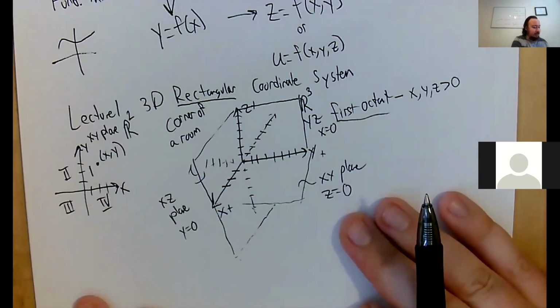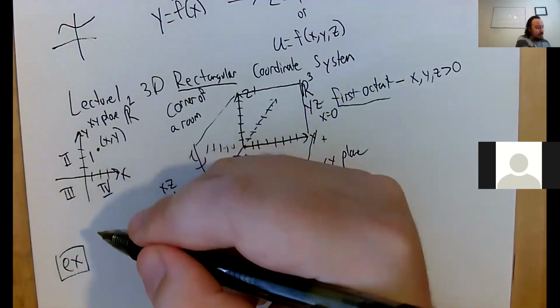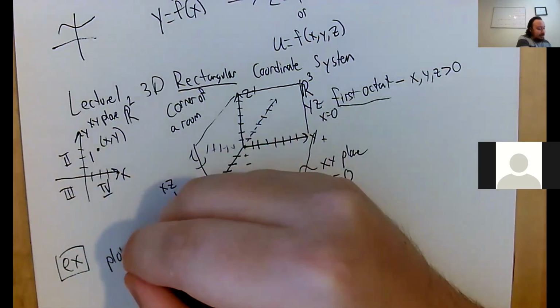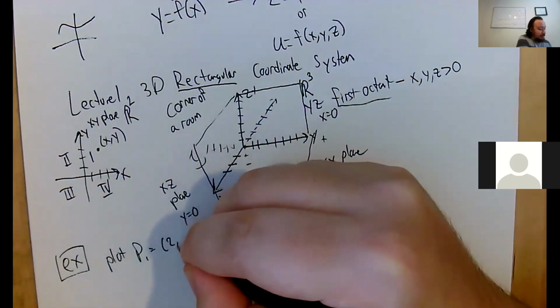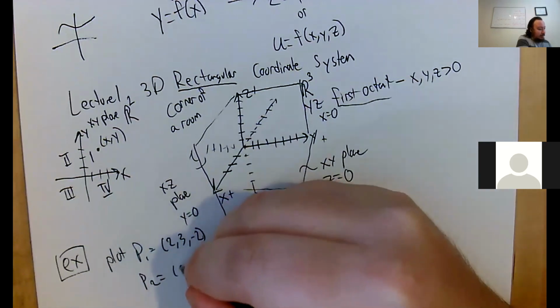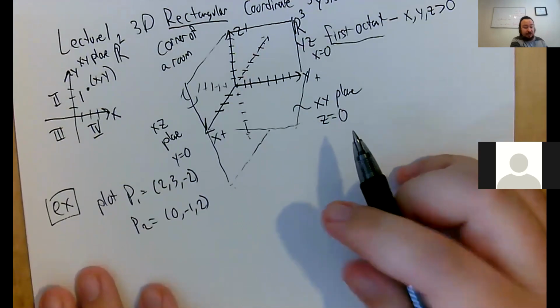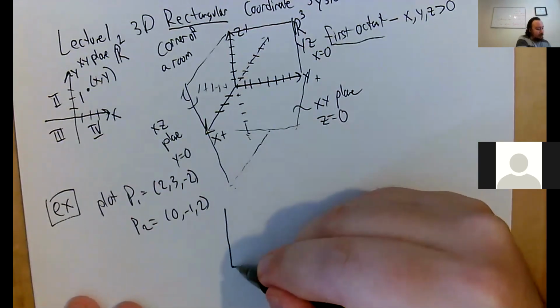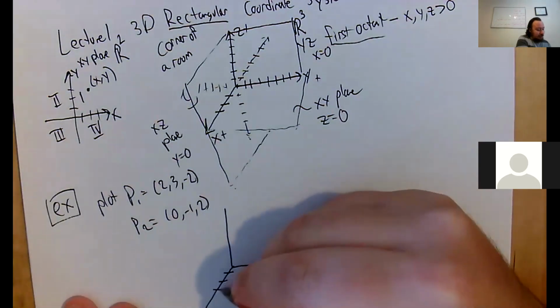All right, anyways, so we got a bunch of terminology going here. So let's do some examples. Let's try to put some actual numbers in here. So I want us to plot 2 points. Point 1 is going to be the point 2, 3, negative 2. And then the second point is going to be 0, negative 1, and 2. So we're just going to try and plot these points. I'm going to draw my axes here. Draw a few hash marks.